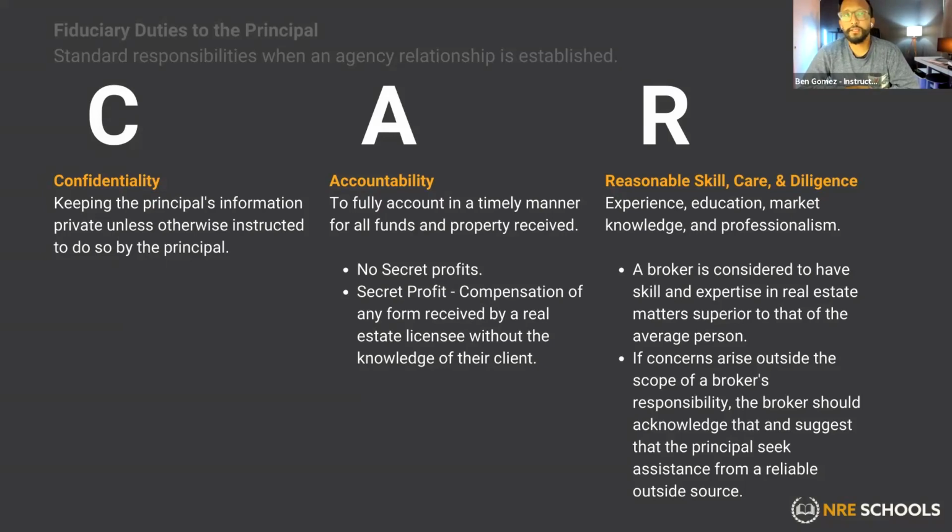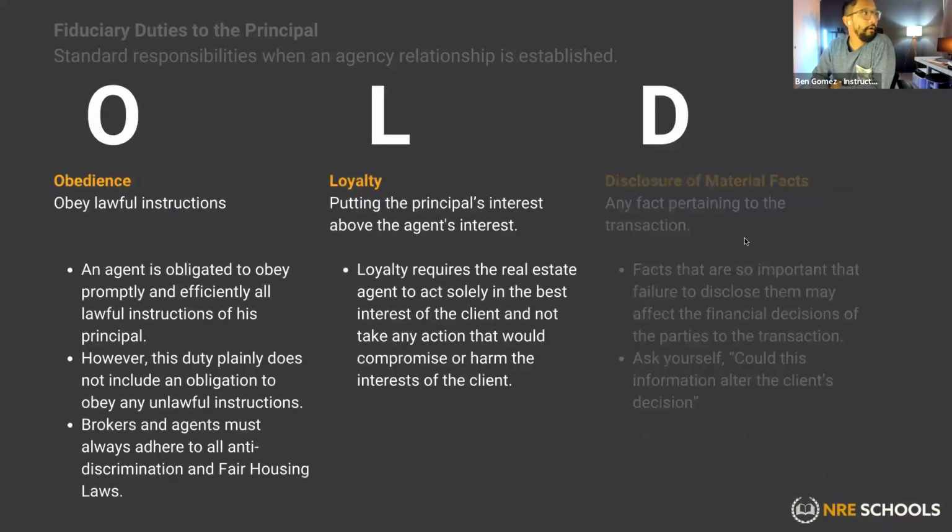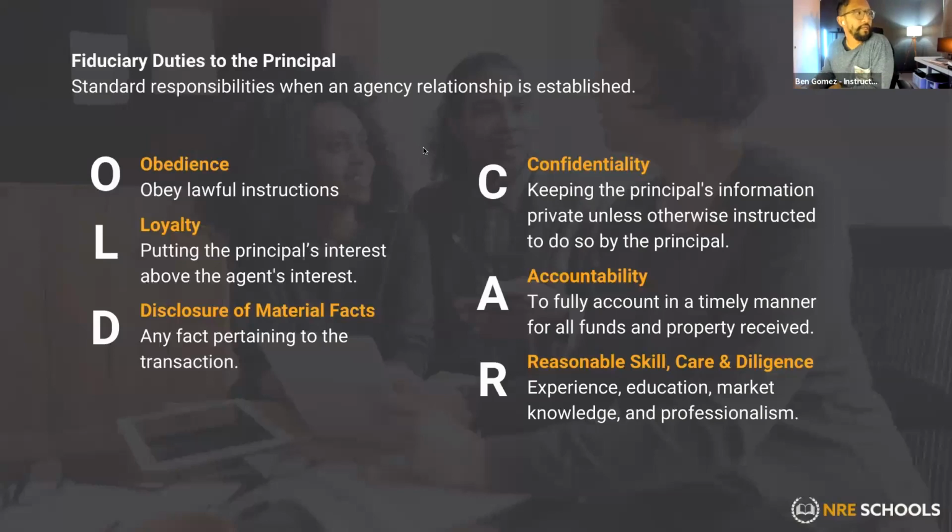The problem with all of this is that you guys as licensees, once you pass your exam and get your license, you have the same responsibility as somebody who's been selling 100 homes a year. You passed a fancy test, and now you have the same responsibility to your principals to be experienced, have the education, and stay up to date. So R stands for reasonable skill, care, and diligence. I need you to know this acronym, OLD CAR. Obedience, loyalty, disclosure of material facts, confidentiality, accountability, don't take secret profits, and have reasonable skill, care, and diligence.